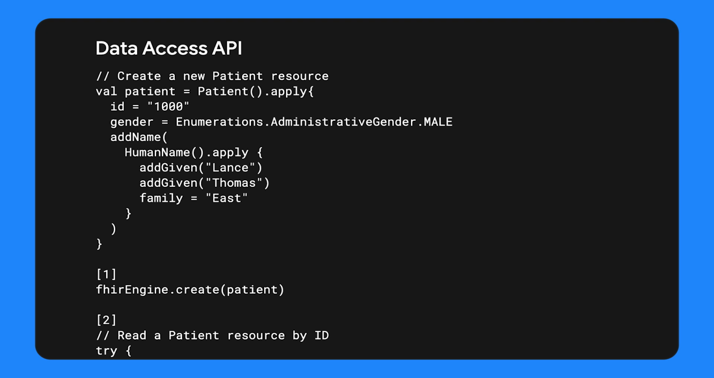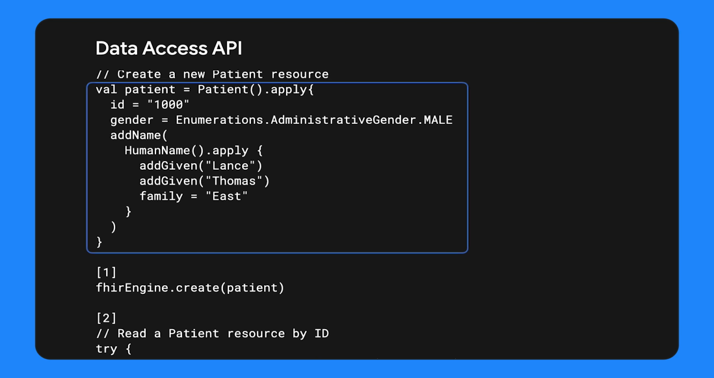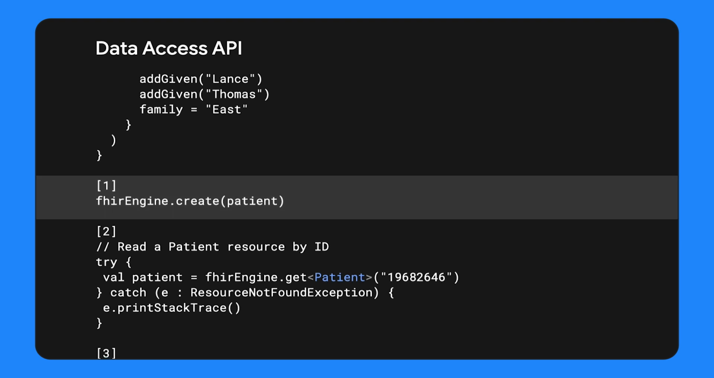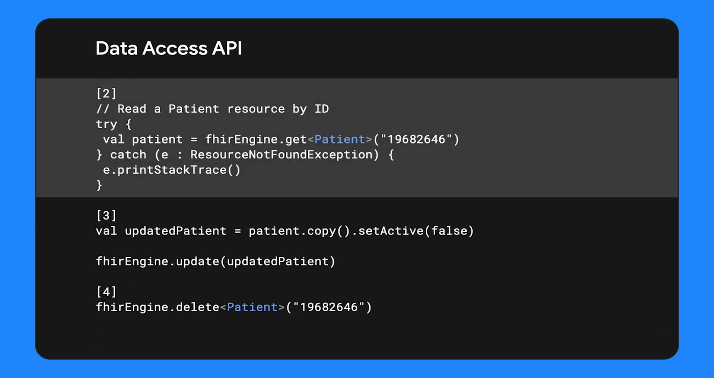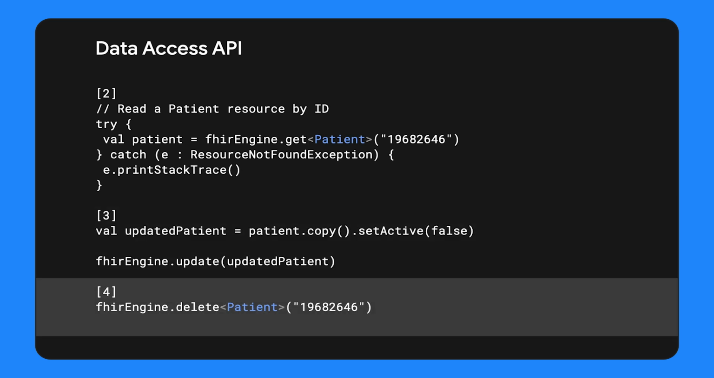Using FHIR Engine's Data Access API is easy. Because of the FHIR Engine dependency, the HAPI structures will have already been transitively included in your app, so you can use the Java classes defined in HAPI structures to represent FHIR resources. Here's an example of a new FHIR patient with an assigned ID, gender, and name. Now, simply call the FHIR Engine's create function, and the patient's resource is now persisted in FHIR Engine's database. You can then read it from the database using the get API, update the patient's details using the update API, or delete the patient from the database using the delete API.